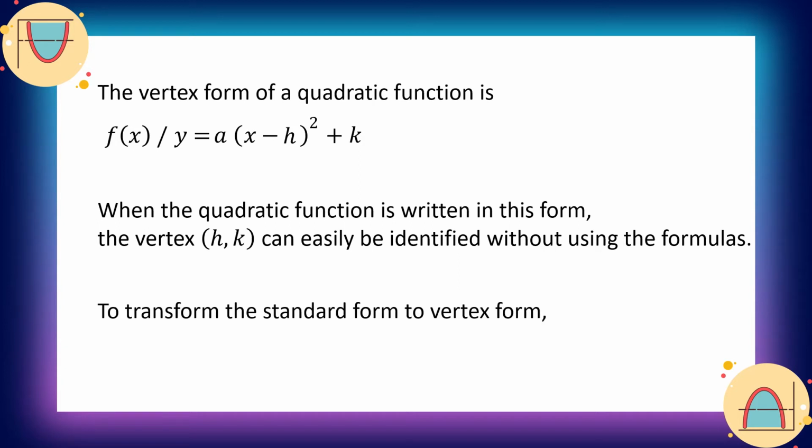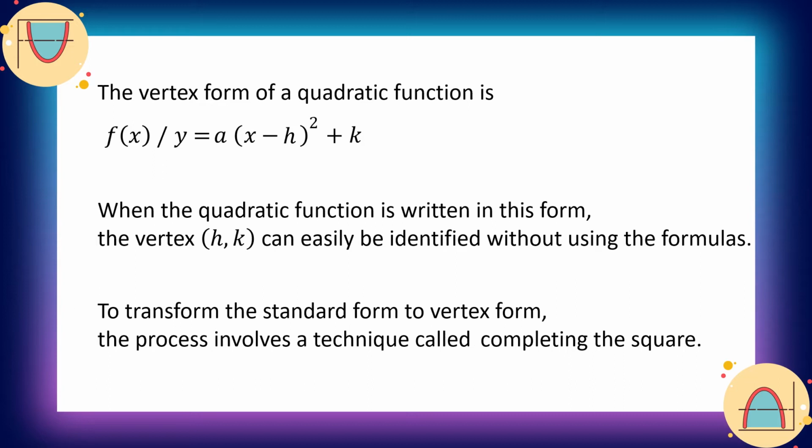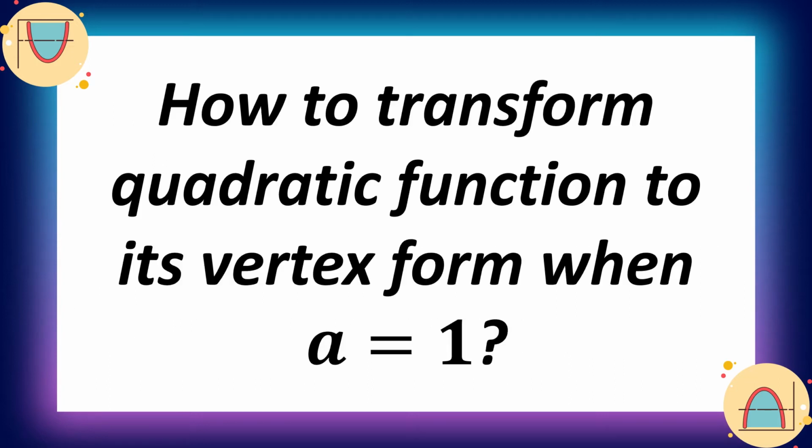To transform the standard form to vertex form, the process involves a technique called completing the square. So how are you going to transform a quadratic function to its vertex form when a is equal to 1? Let's have this example: y equals x squared plus 4x minus 5. Our a is equal to 1.